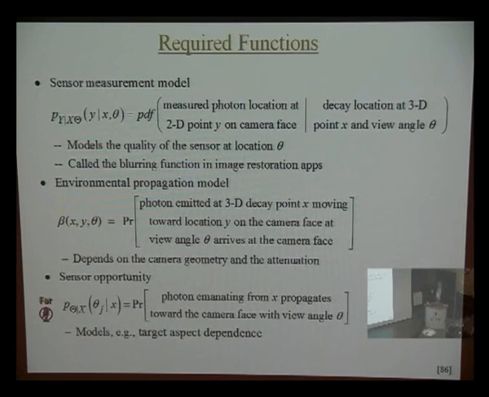Okay, well that's good. That was actually very good to know. These problems run all throughout any sophisticated application. It depends on the camera geometry. It also depends on the attenuation.